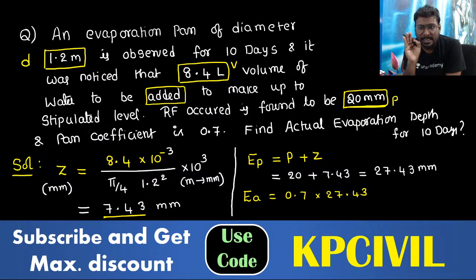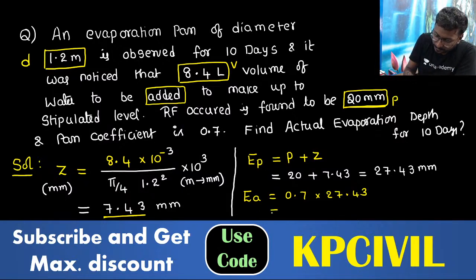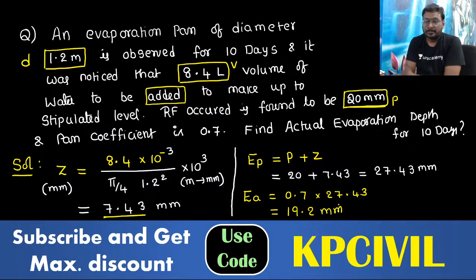Rainfall occurred, the water level declined, and so we have added some volume of water. As volume of water is added to make up, we have added Z with P. P plus Z, 20 plus 7.43. Then the final answer is 19.2 mm actual evaporation, 0.7 into 27.43. Asif Hussain has given the answer, 19.2 mm. Okay. So this is the most expected model for evaporation pan measurement.